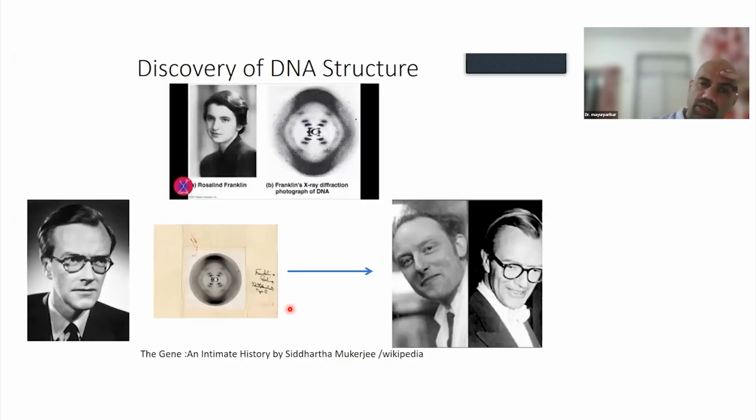Now, before I go into further detail, I always love to touch upon the history of the discovery of DNA structure. It's basically a story of four people: Rosalind Franklin, Maurice Wilkins, and of course, Watson and Crick. At that time, everybody knew that whoever discovers the structure of DNA is going to get the Nobel Prize. Maurice Wilkins and Rosalind Franklin worked together in the same lab. They hated each other right from the day they met.